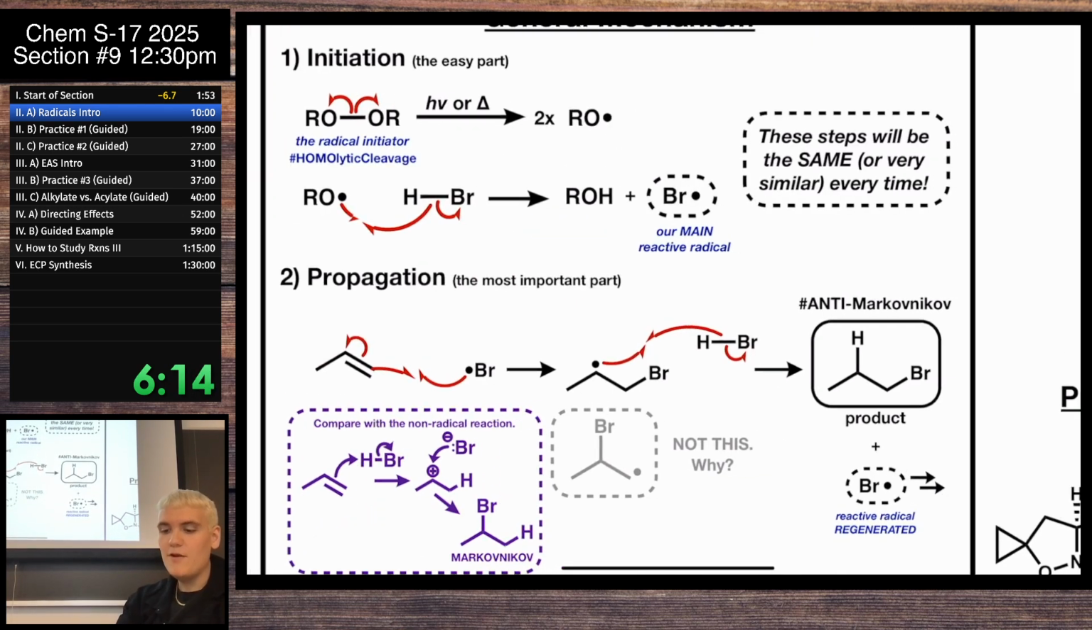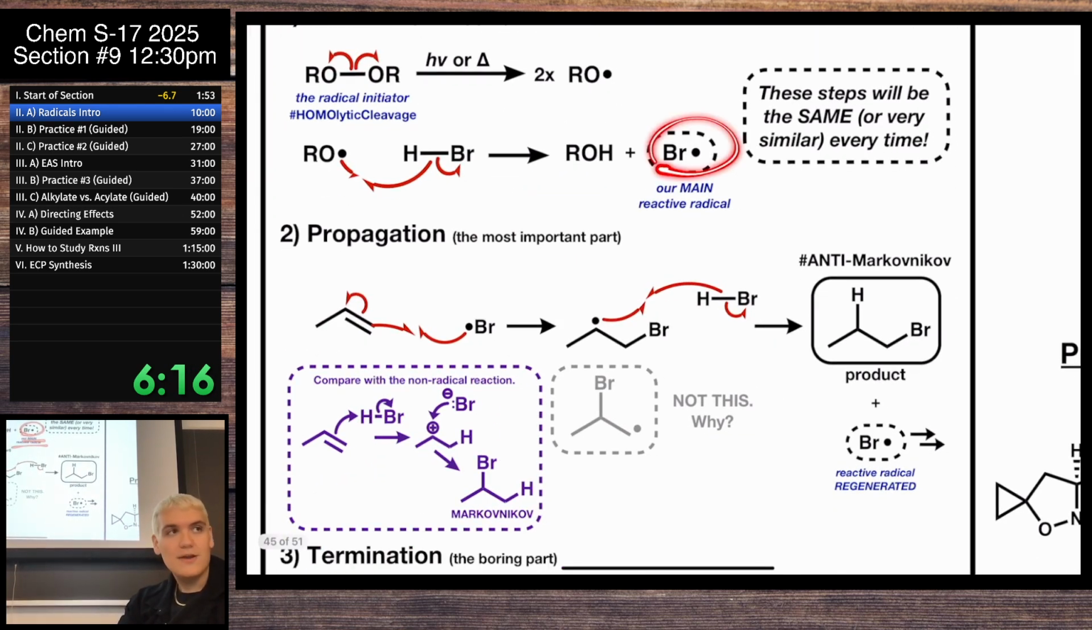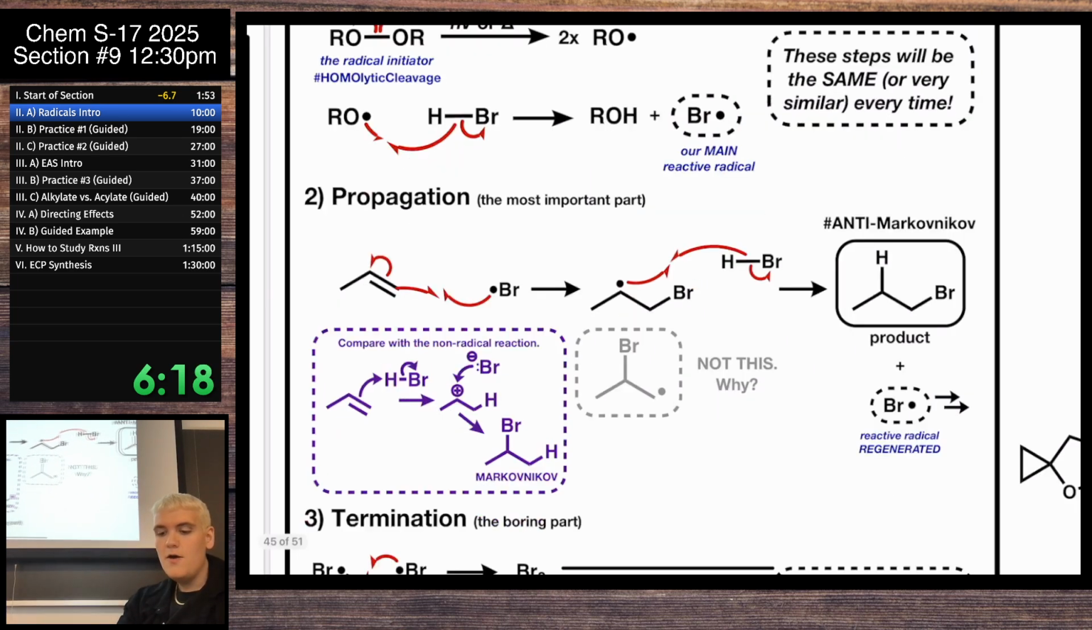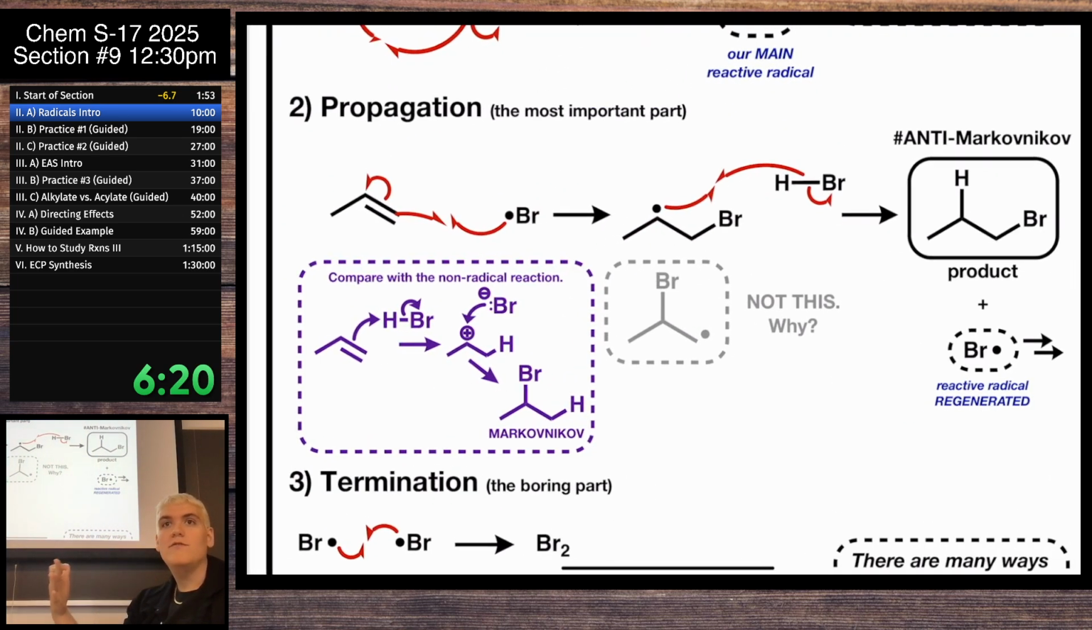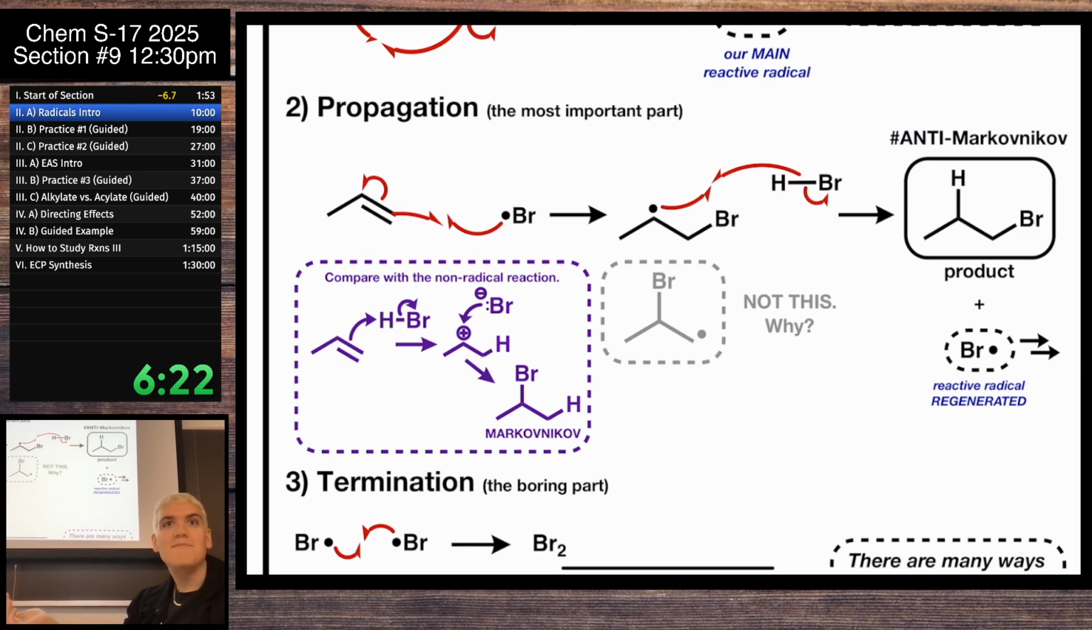Okay, so once we have our Br dot, this is our main reactive radical that we have. And so then we can start reacting with the molecule of interest in the propagation steps.